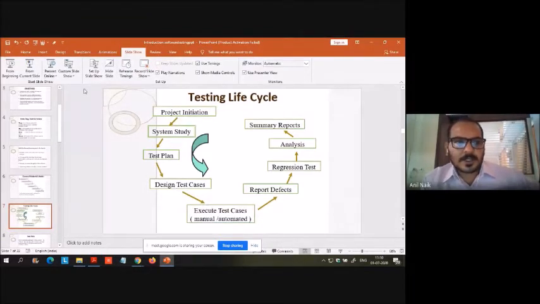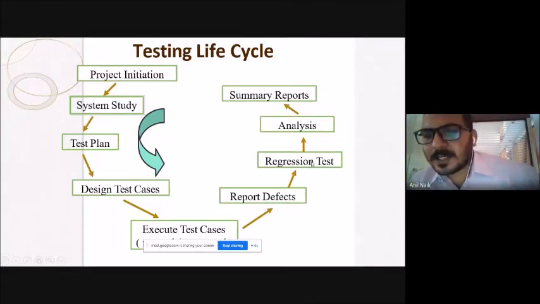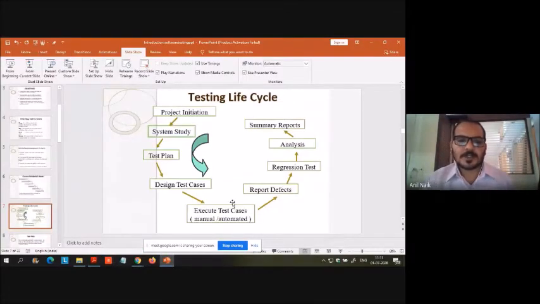Then we execute the test cases. Then report defects. What are the defects that arise in the software? Report the defects. Then regression testing: after finding the defects, we make changes. So that is the regression testing, then analysis and summary report. So this is about the testing life cycle.